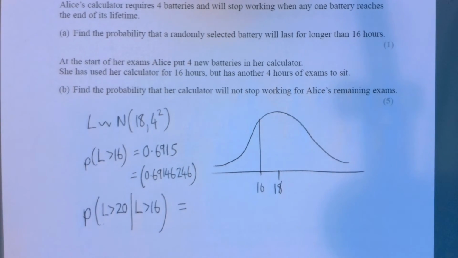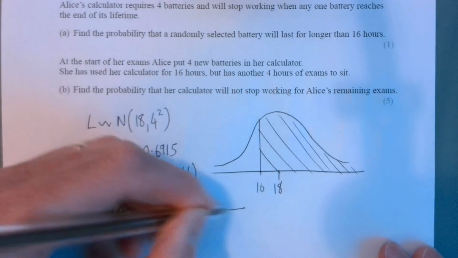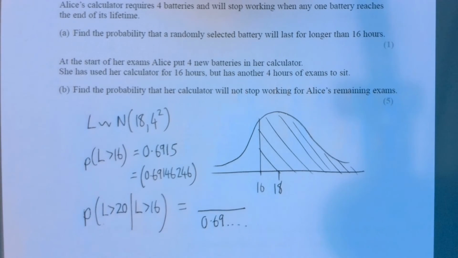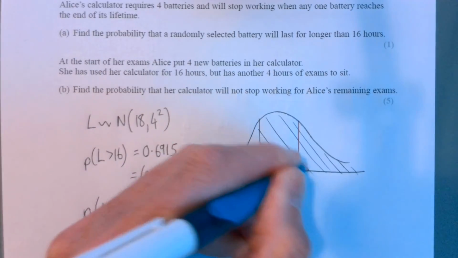So let's now do our denominator-numerator thing. The probability of greater than 16, that's what we've just worked out, so that's this number here. Now, of that, what probability is down to it lasting greater than 20? Let me grab a different colour. So here's 20. The probability that it lasts longer than 20 is this.